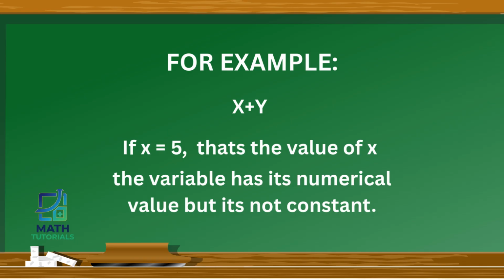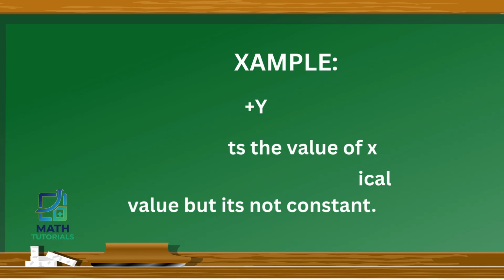Now, the variable has its numerical value, but it's not constant. So for this example, X is not constant, meaning it is not just equal to 5. It will depend upon the initial value of X. So X can be 6, 7, 8, or any number. But it's not constant, meaning it is not just 5 all throughout. It can change at any moment or any time.